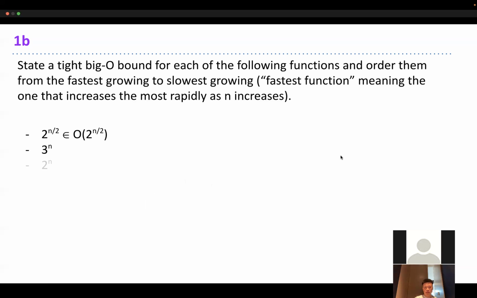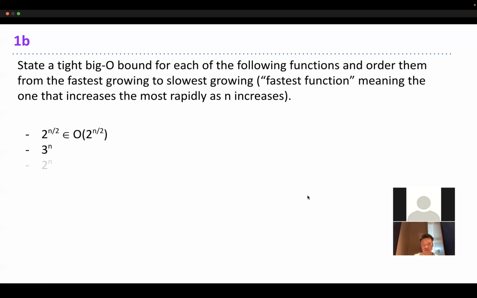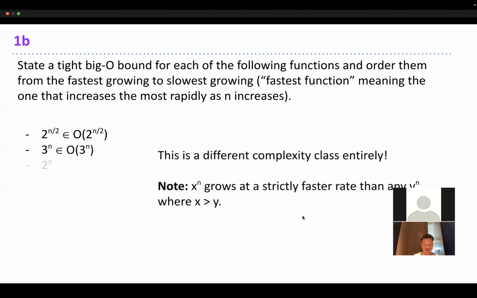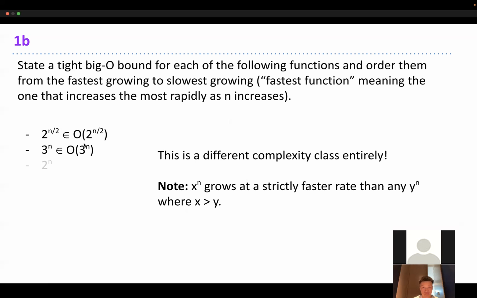All right, next up, 3 to the n. So what complexity class is this? What's the big O bound for this one? Yep, and I'm seeing 3 to the n. Yep, and you would be correct. So this is going to be 3 to the n. And this is still considered exponential complexity because you're bringing this number to an exponent.